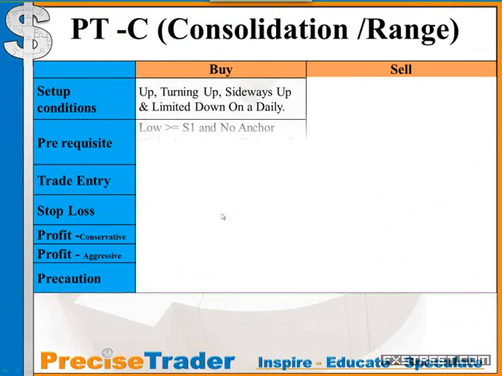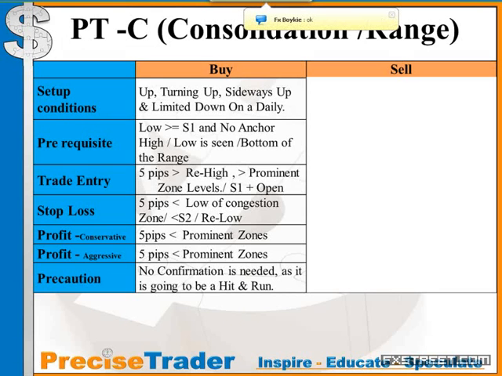Okay, the next is what we call consolidation or range. Again, the setup conditions are still the same. So you see, it might look complex. Again, that's why I keep telling you again and again, it might look complex, but when you look at it and when you use it, things are very clear and very simple. So here, the prerequisite is low is greater than S1. And you may or may not even see the anchor low or anchor high, especially when it's caught in a range.